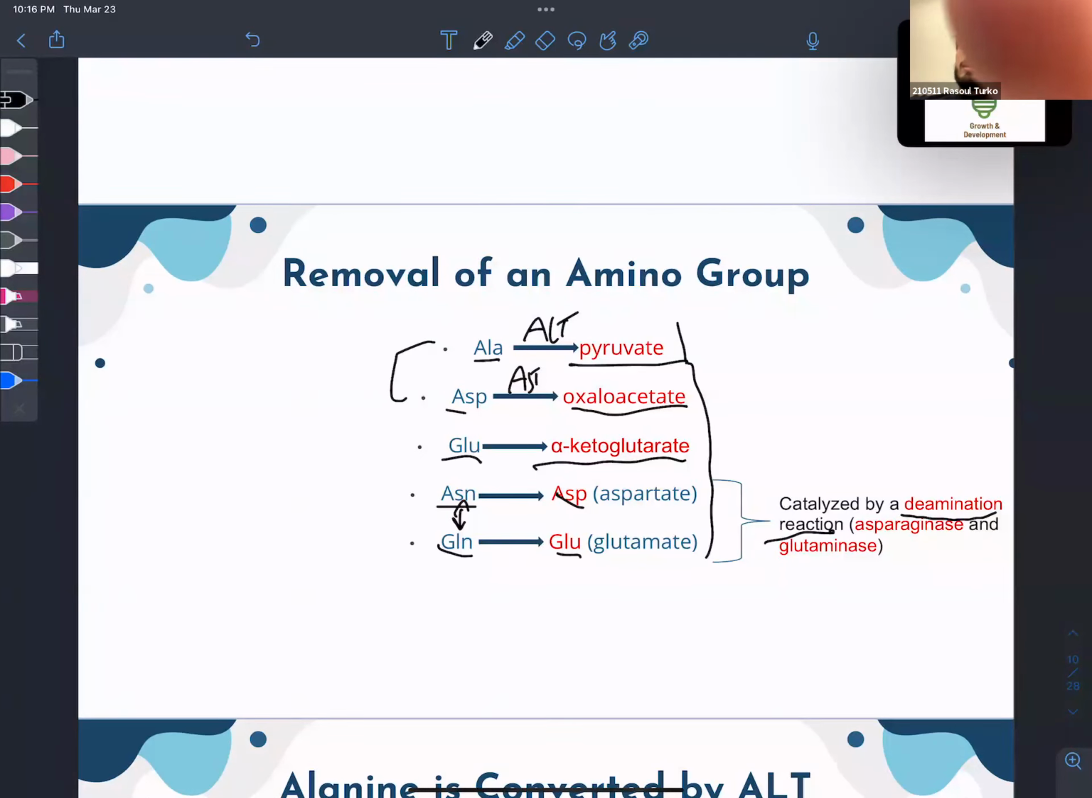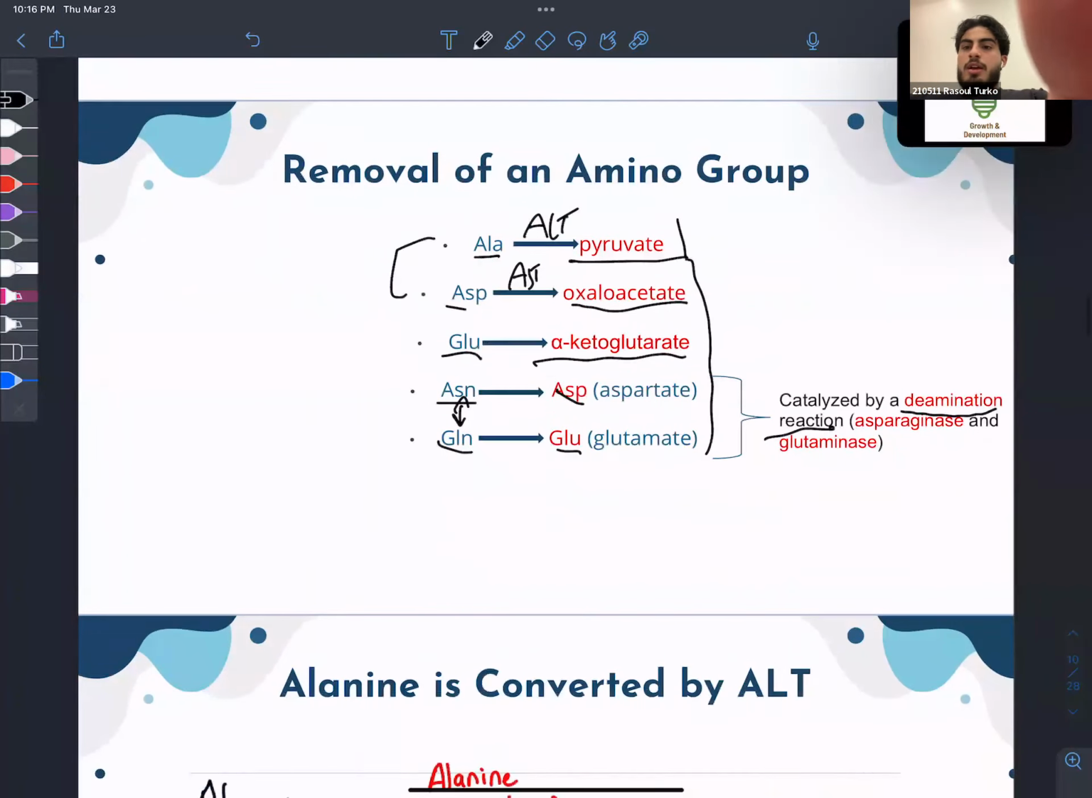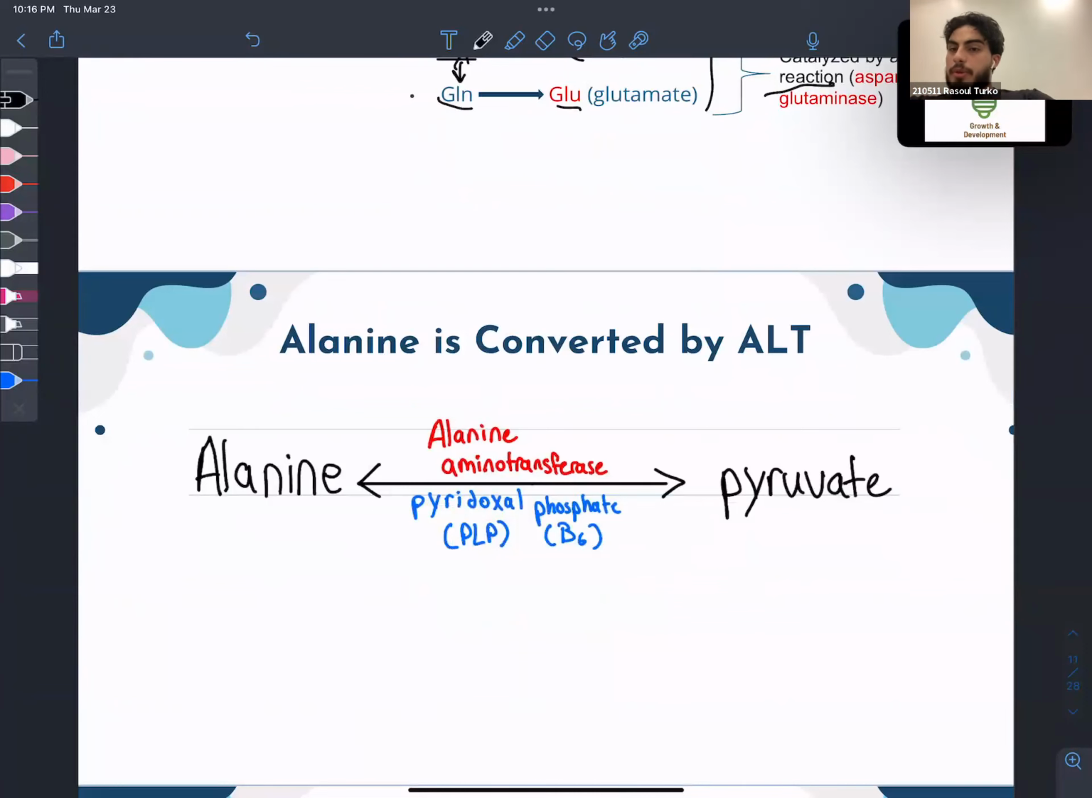Okay, and their enzymes are pretty straightforward. Asparagine gets broken down by asparaginase, and glutamine gets broken down by glutaminase. So they're pretty straightforward. Okay, so this is more in depth about the reaction.